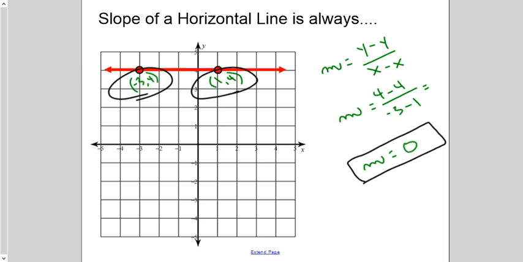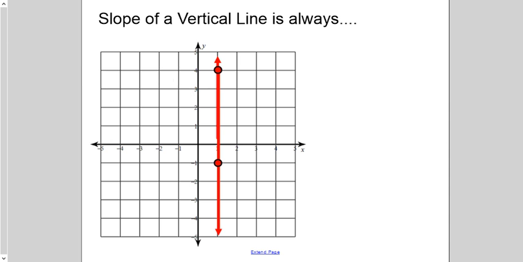So anytime that you get a slope of 0, it's going to be horizontal. Please, please, please remember that. Horizontal lines have slopes of 0. Now, when we take a look at vertical lines, let's go through and do this one. This one is also 1, 4, and this one is at 1, -1.